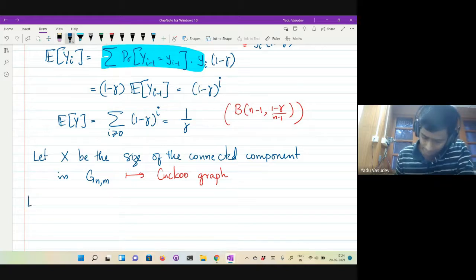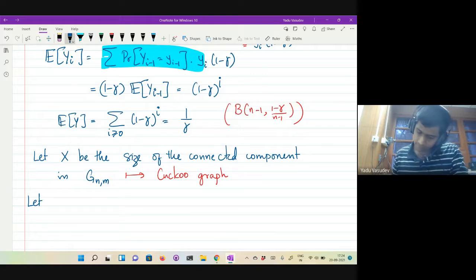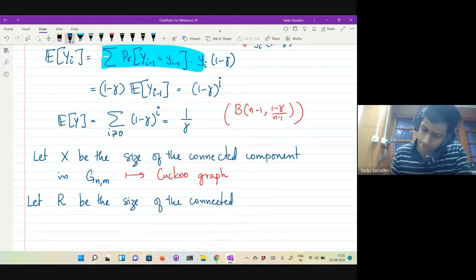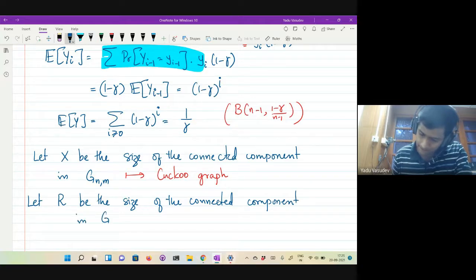We've used a lot of notation, so let R be the size of the connected component in G(n, p). Okay, this is the one that we are analyzing here.